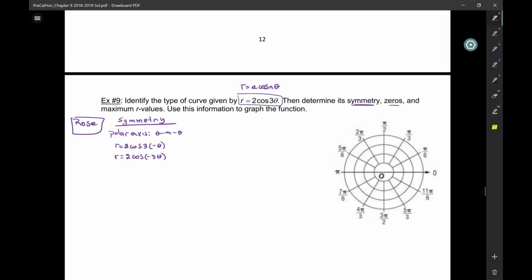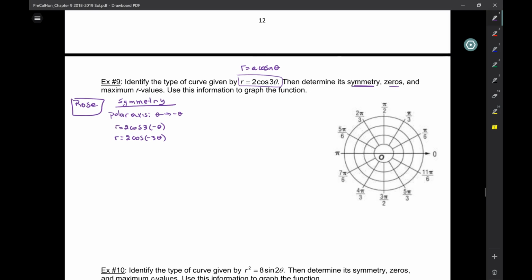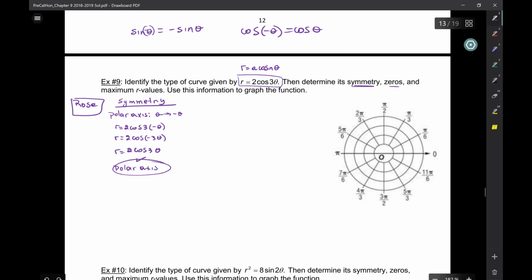So, sine of negative theta is equal to negative sine theta. Cosine of negative theta is equal to cosine of theta, because cosine is an even function. So this is R equals 2 cosine 3 theta. Did I get the same function back? I did. So it's symmetric with respect to polar axis. Once you do that, you don't have to continue anymore. Because it's not going to be symmetric to more than one thing. So once you get the one, just stop. You test it until you get one that works. If that doesn't work, then you go to the next one.